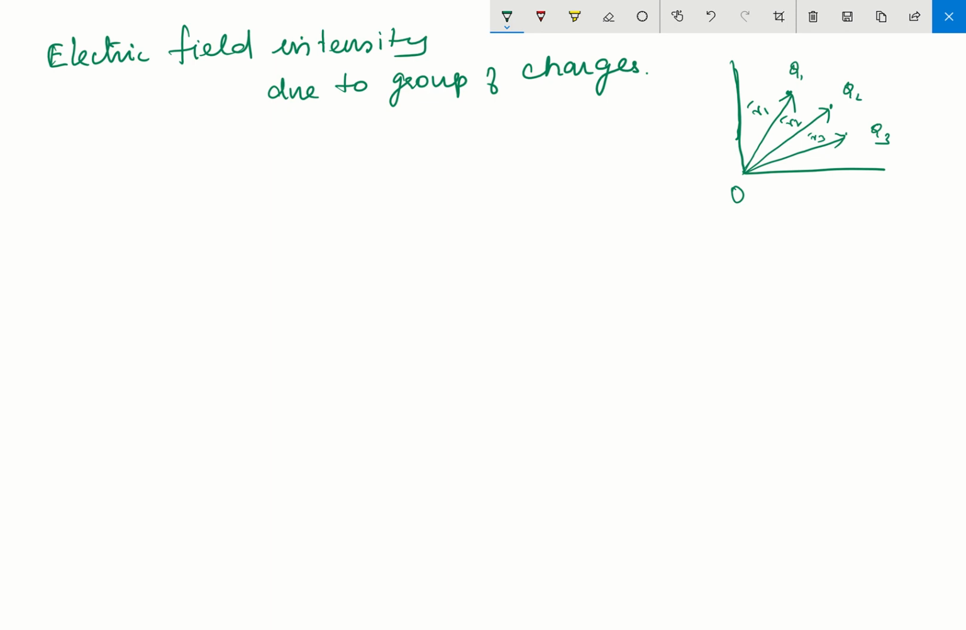And I am interested in finding out the electric field at this point of interest, which is R0. Like that, n number of charges are there. So you have to find out the electric field due to each and every charge. First, instead of going for E, consider the force. What you have to do is keep a test charge.